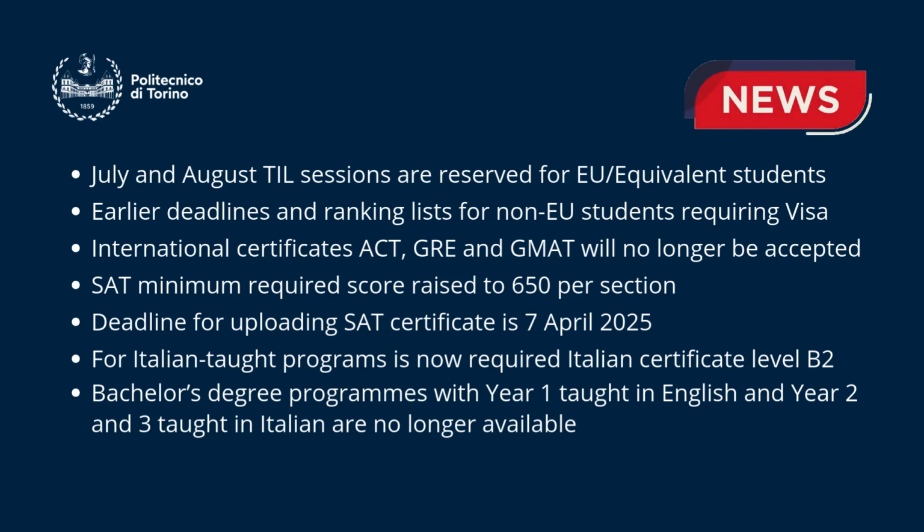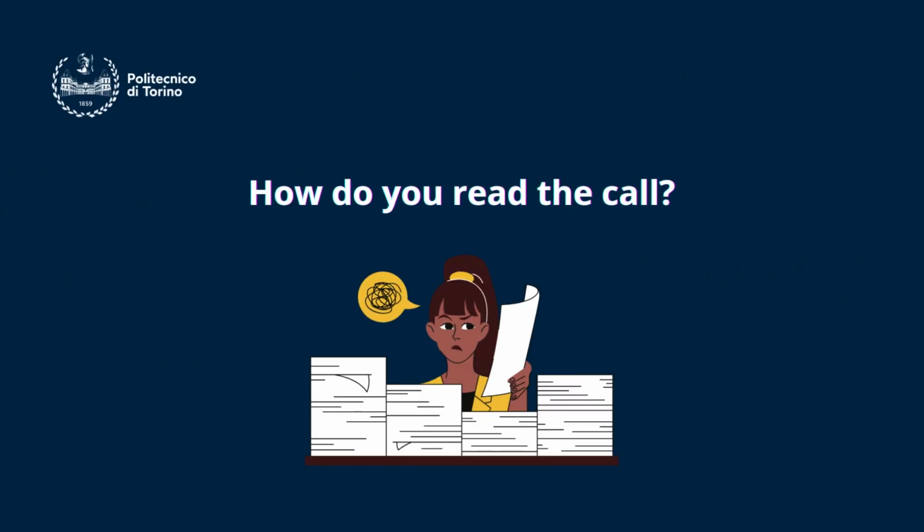SAT minimum required score raised to 650 per section. The new deadline for uploading SAT certificate is April 7, 2025. For Italian taught programs, Italian certificate level B2 is now required. Bachelor's degree programs with first year taught in English and year 2 and 3 taught in Italian are no longer available. How do you read the call?